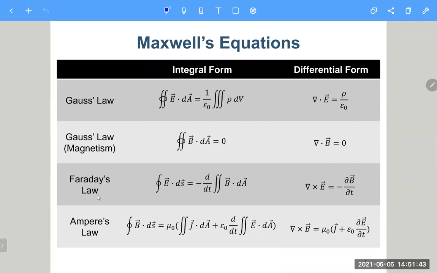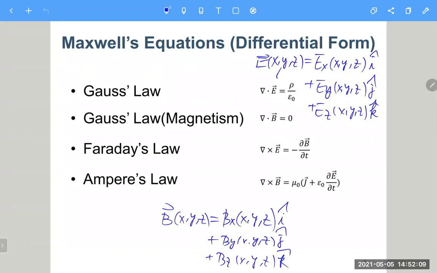And for Faraday's law and Ampere's law, you can see this is a line integral. So we change it to the curl of E, curl of B on the left side. And for the right side, we have the derivative, so we change it to the partial derivative. Yes, here we still should have t here.